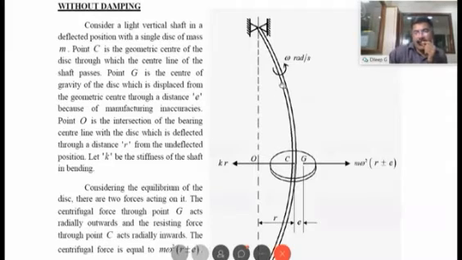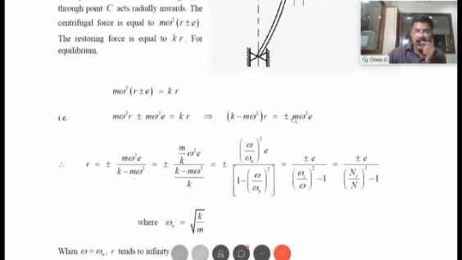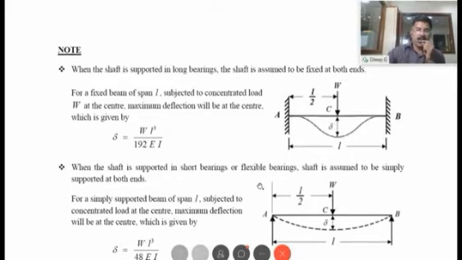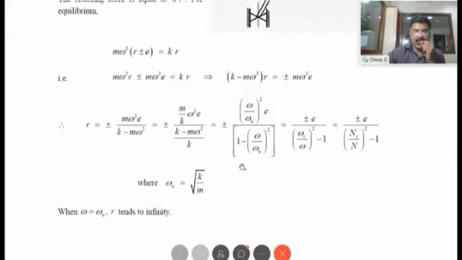Either it must be much below the critical speed or much above the critical speed. So finding out the critical speed of a shaft becomes very important if you want to avoid violent vibration or the condition called resonance. Now, we go for some special cases.